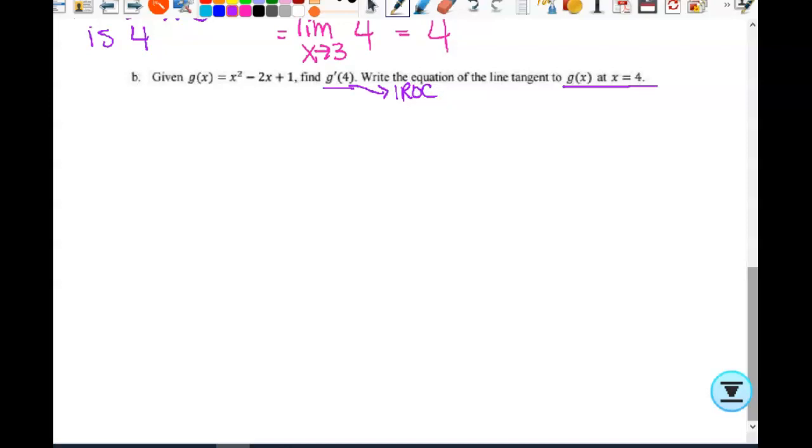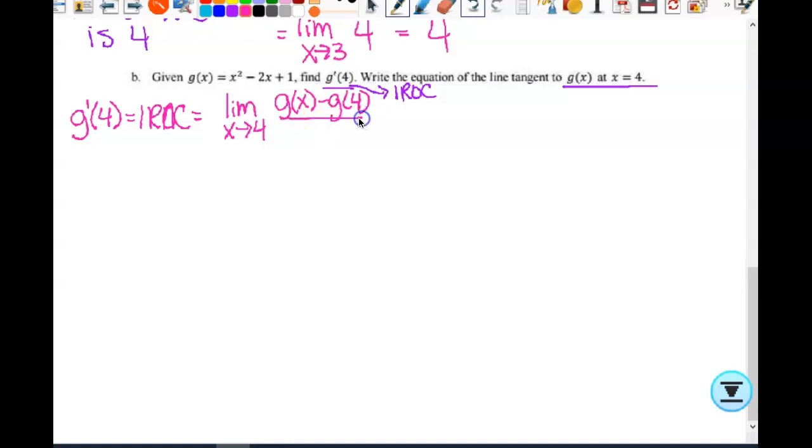So we're going to start off by doing the same thing. Even though you're not sure what g prime of 4 means, we can start out this way. We know that g prime of 4 is equal to the instantaneous rate of change, which is equal to the limit as x approaches 4 of g of x minus g of 4 over x minus 4. Okay, you okay with all that?